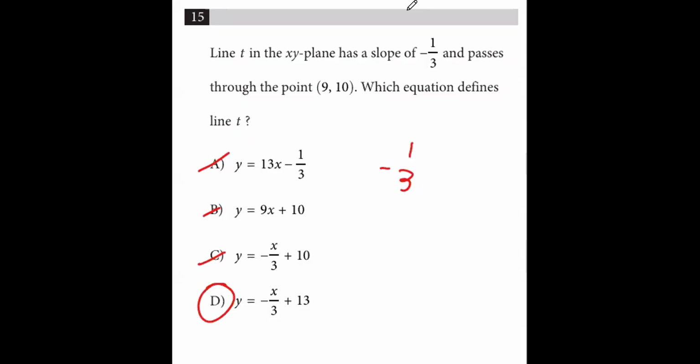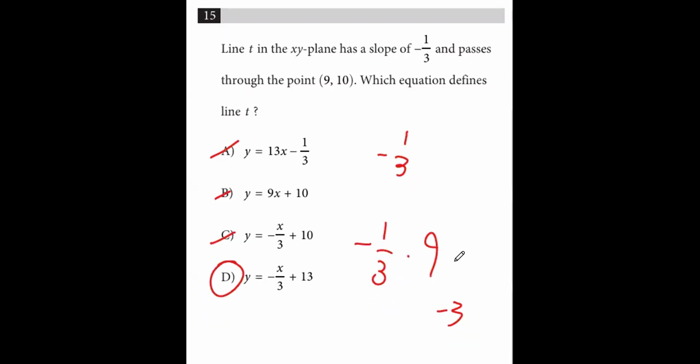But we can also just work backwards from the slope. So if we have x equals 9 and we have to get to 0, that's 9 that we have to go up by. So -1/3 times 9 gets us 9/3, which is just -3. So from 0 to 9, we go down 3. So if we want to go from 9 to 0, we have to go up 3. So we just do 10 plus 3, which is equal to 13. So the same answer is D.